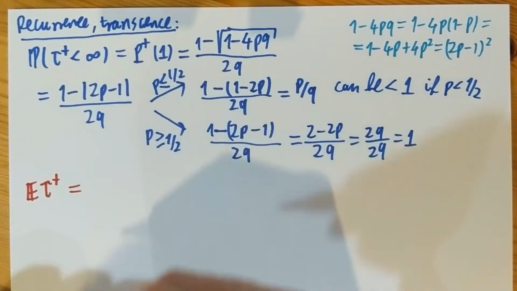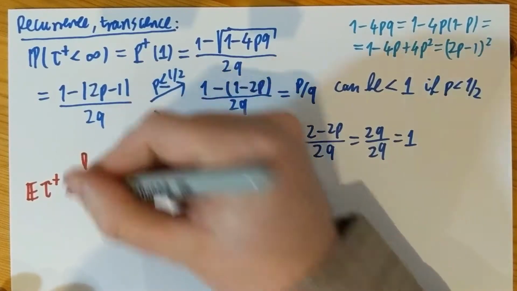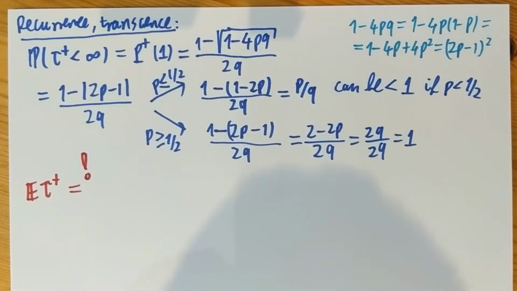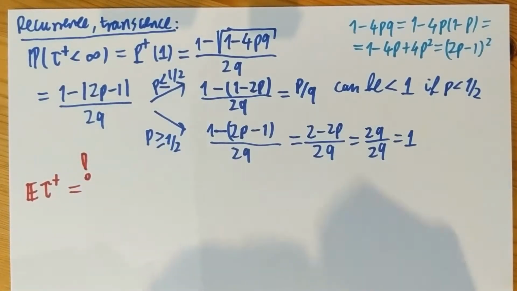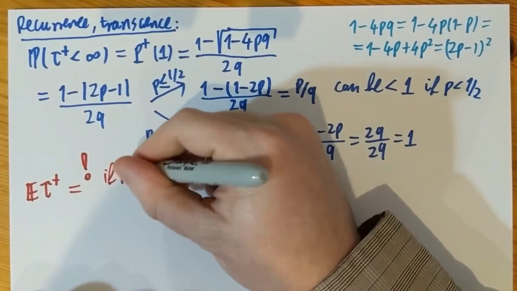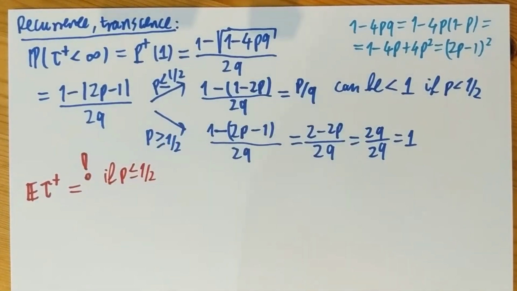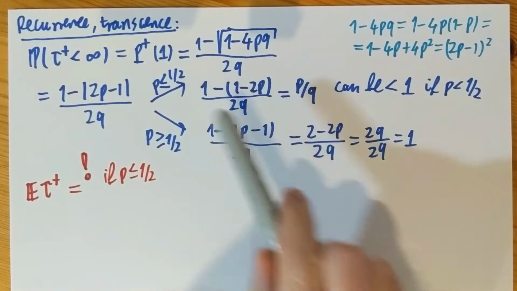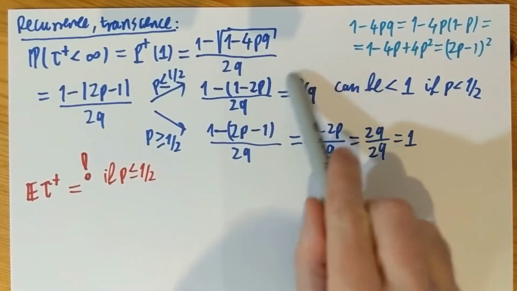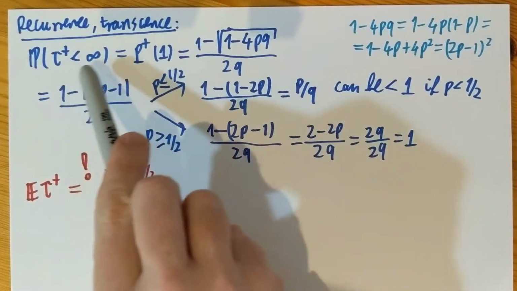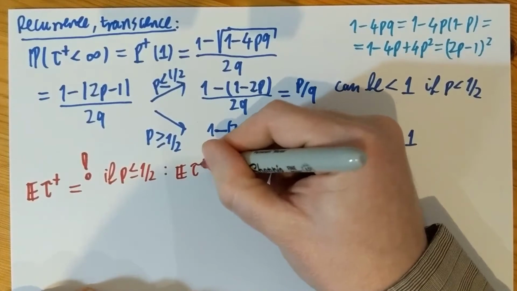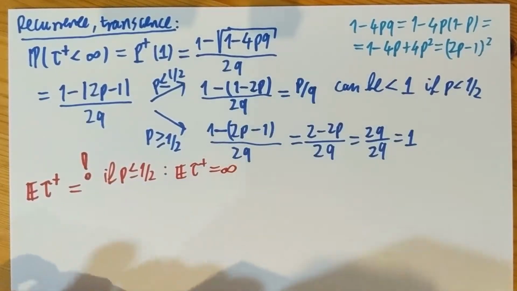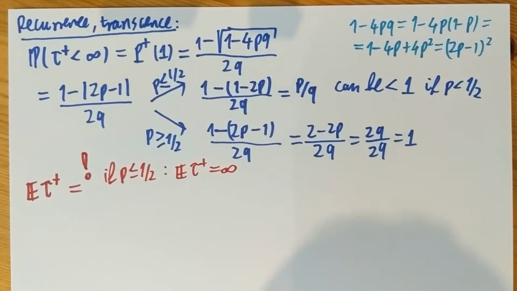And straight away a little warning sign: do not differentiate the generating function if tau plus can be infinite with a positive chance. So if p is smaller than or equal to 1/2, then with a positive chance, namely 1 minus p over q, tau plus is equal to infinity, and then the expectation is infinite. If there is a positive chance for a non-negative random variable to be infinite, then the expectation is infinite. Do not differentiate anything in this case.